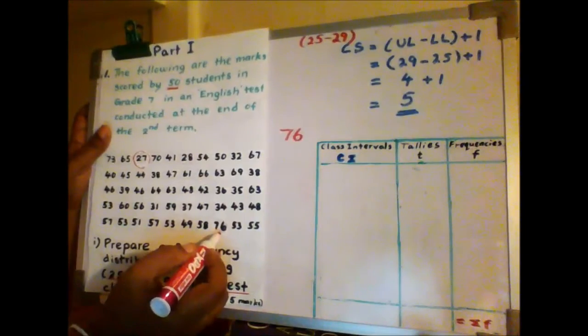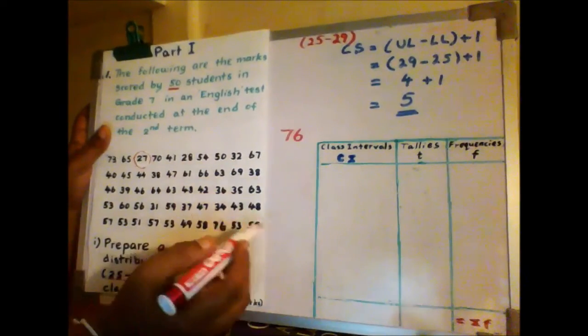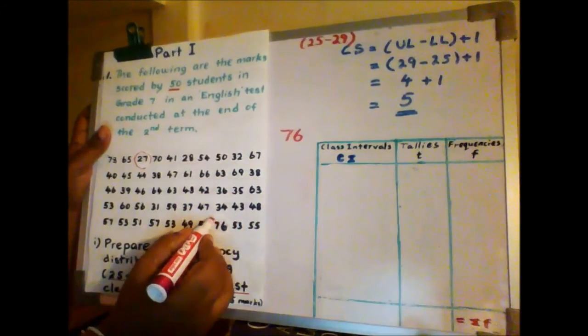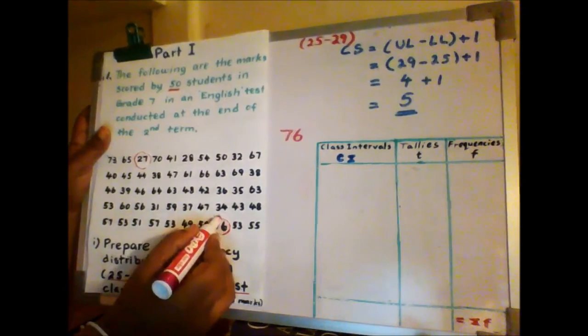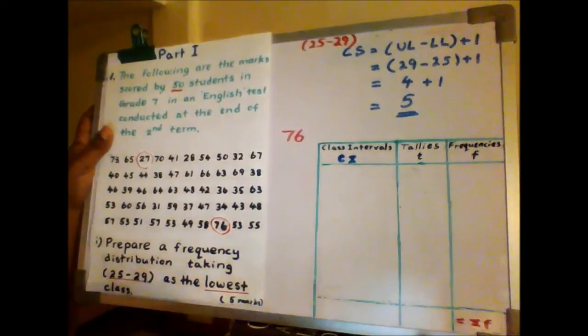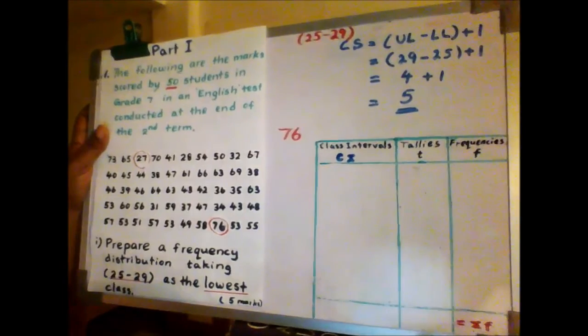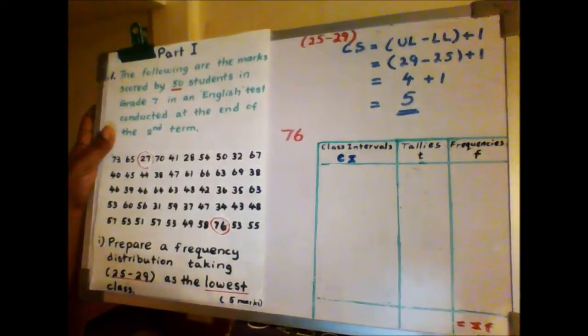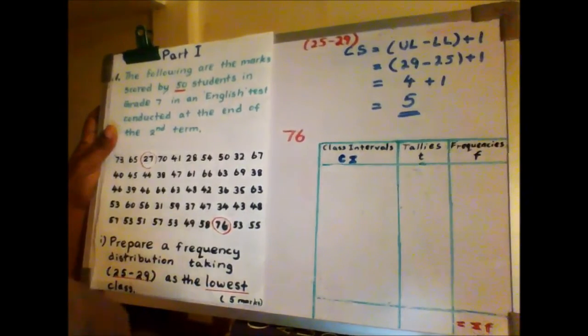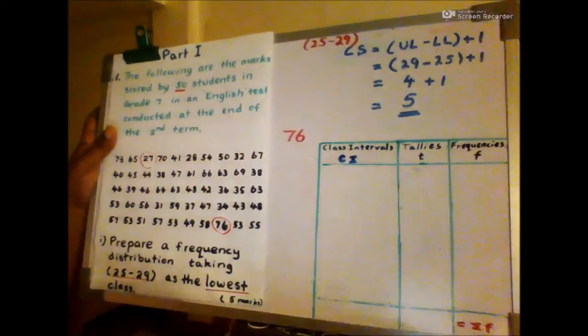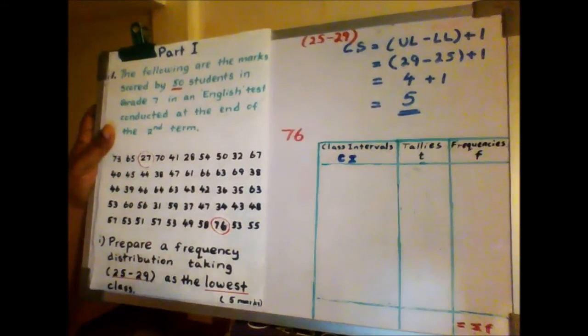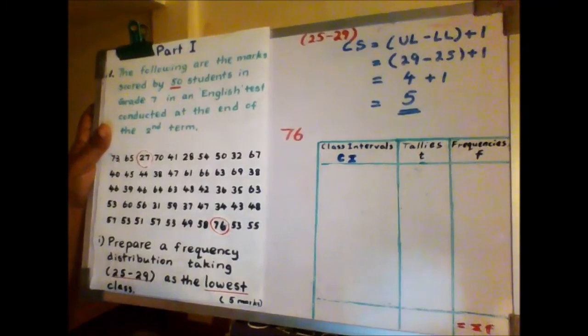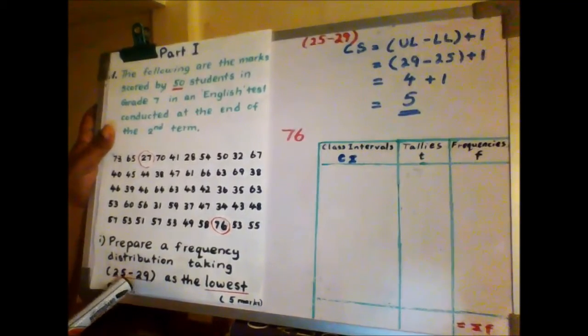76 is here. No other values higher than this one. So circle 76. That is our highest value. So the first thing you'll have to do, circle the highest and the lowest values. We need those two to do the frequency distribution and also to draw graphs. Then go to the problem.